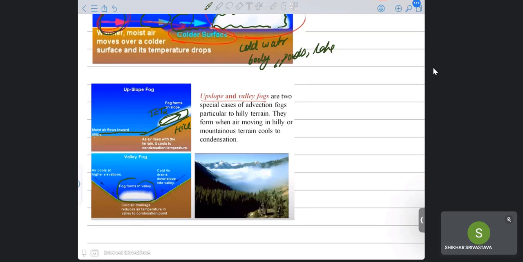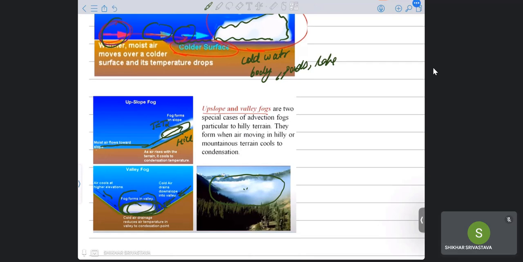Similarly, for valley fog, suppose this is a valley as shown in the figure. In the hilly region the air is very cold, so that cold air flows along the terrain in the downward direction, and it reduces the air temperature in the valley to the condensation point, and cloud starts forming here. So that is another way through which clouds called fogs form. These are valley fogs.